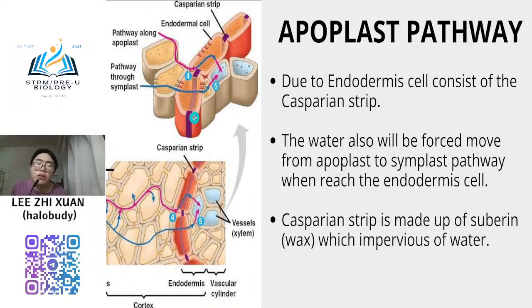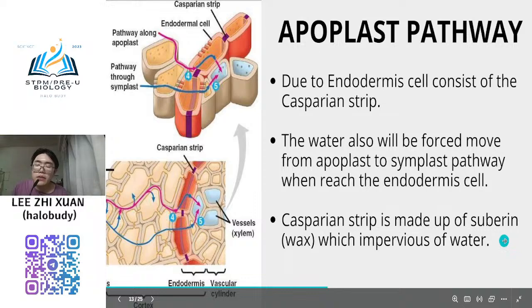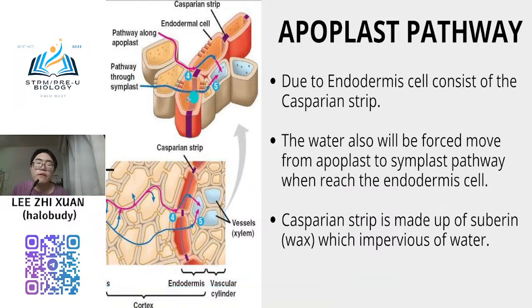Because the endodermis cell contains a line we know as the Casparian strip. You see this purple line, we know as the Casparian strip. Normally this Casparian strip is made up of suberin, which is a type of wax. We know that wax is impermeable to water, it is insoluble in water. So this Casparian strip, located on the surface of the plant cell in the endodermis layer, means that the water molecule cannot pass through the cell wall of the endodermis.